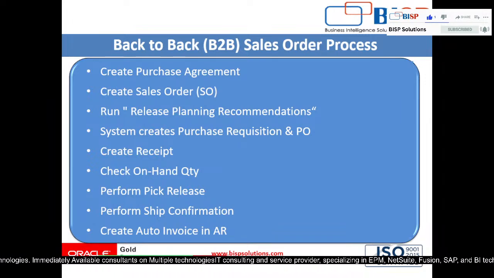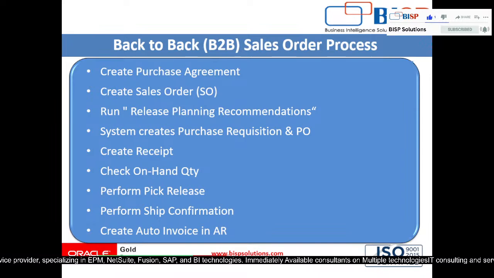After creating the purchase requisition and PO, we have to create the receipt. How to create the receipt? We have two options. One is receive expected shipment, and the second is put away receipt, so that our items first come from the supplier into our receiving area. After put away receipt, the item moves from the receiving area to the inventory area, right?